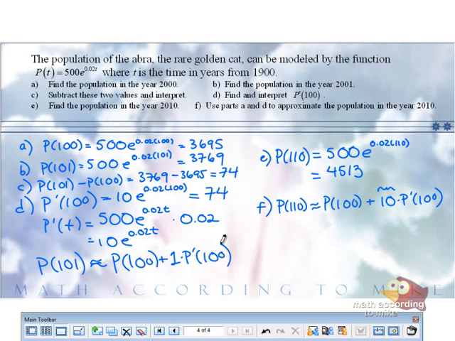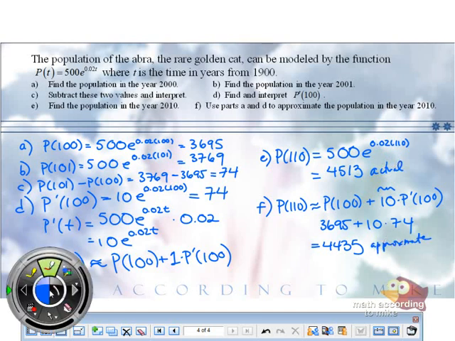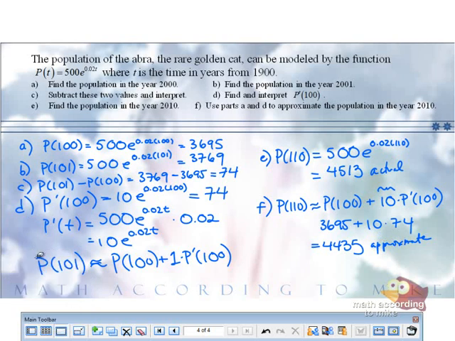So we'll have P of 100 from part A is 3695, plus 10 times P prime of 100 is 74. What is 3695 plus 10 times 74? So notice we're off by 78 abras. So part E is the actual, but anytime you use the derivative, you're doing an approximation. And by what we had earlier, notice here that the derivative is smaller than the actual.